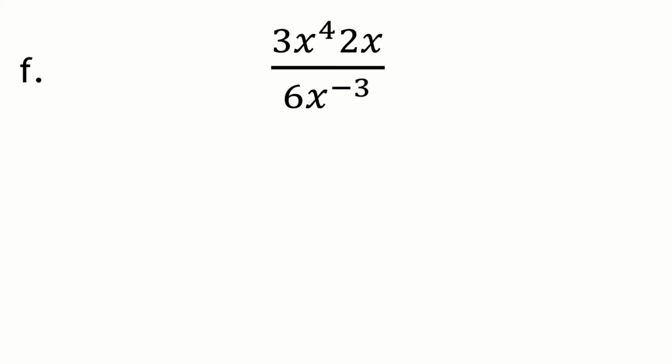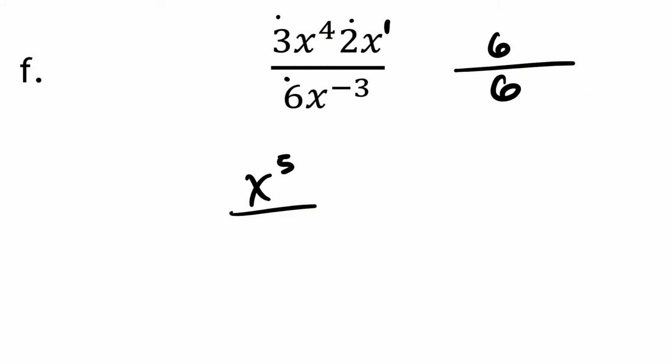So for f, in my numerator, the first thing I'm drawn to is the fact that I've got 3 times 2. When I multiply that, that's 6, and in my denominator I already had a 6. So I can see I've got no numerical coefficients. In my numerator, I did have 4 factors of x times another factor of x, so that will be x to the 5th power. And then the denominator, I had x to the negative 3rd.